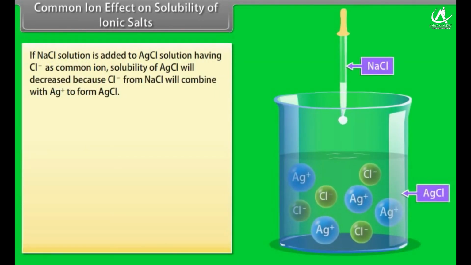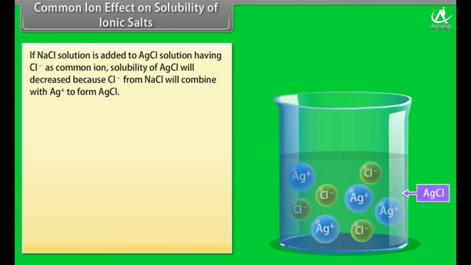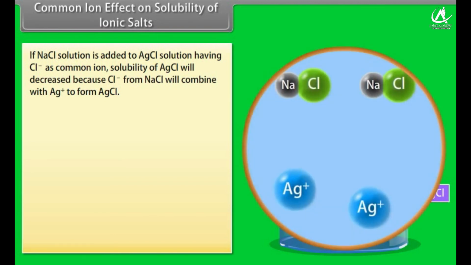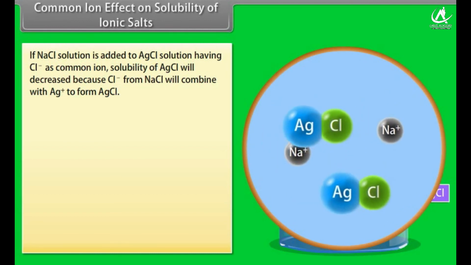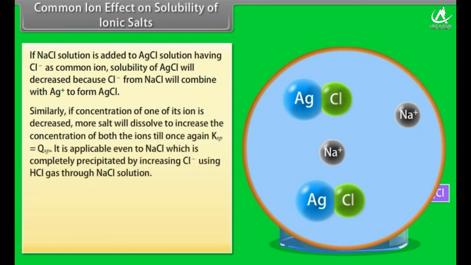Common ion effect on solubility of ionic salts. If NaCl solution is added to AgCl solution having Cl- as common ion, solubility of AgCl will decrease because Cl- from NaCl will combine with Ag+ to form AgCl. Similarly, if concentration of one of its ions is decreased, more salt will dissolve to increase the concentration of both the ions till once again Ksp is equal to Qsp.